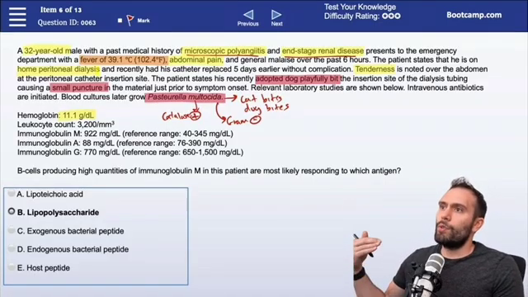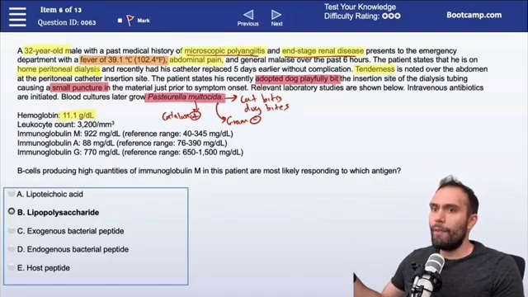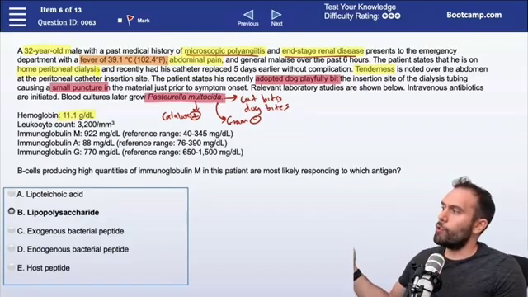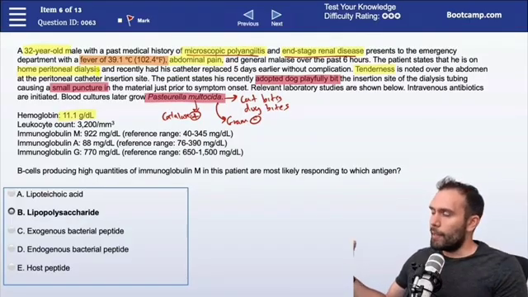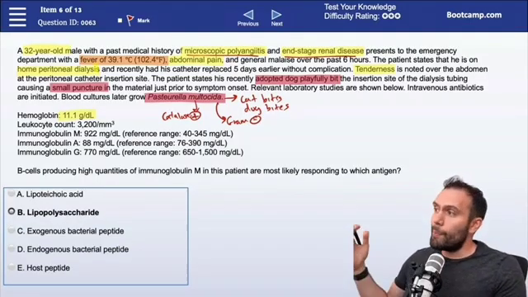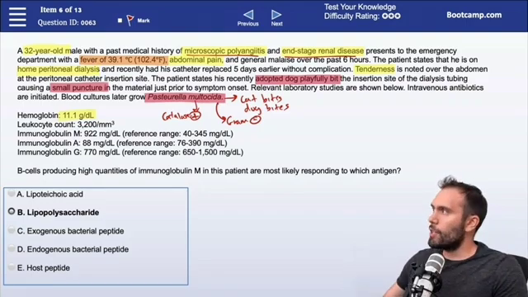A lot of times, dialysis patients in general can have a lower hemoglobin. Patients on hemodialysis are usually aiming for a hemoglobin between like 11 and 12. Now, are you expected to know that for Step 1? No, you're not expected to know that. It's just a little clinical pearl here. This is not a completely alarming hemoglobin.